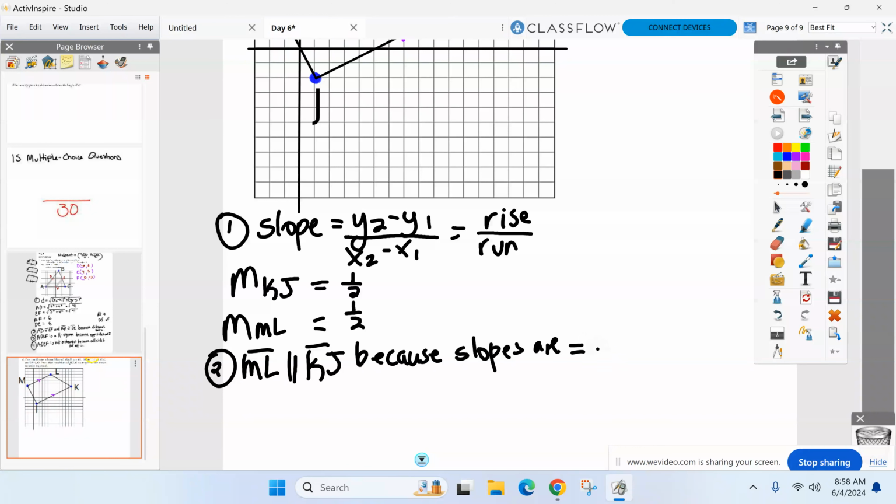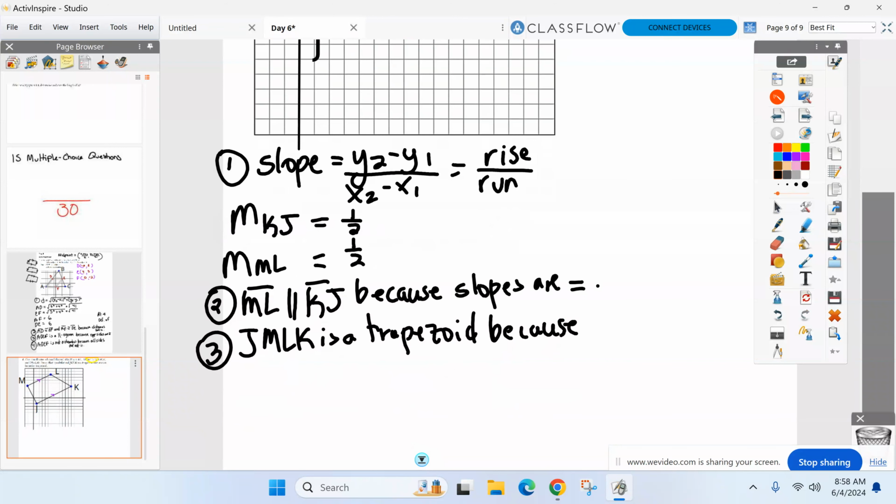All right, now it's a trapezoid. That's all I needed. What's this bad boy called? JMLK is a trapezoid. Now be careful when you write why it's a trapezoid. I might have a couple people write because opposite sides are parallel. No, not opposite sides. That's a parallelogram. All right, because one pair. Let's make sure it's one pair. You didn't do both pairs. One pair of opposite sides parallel.